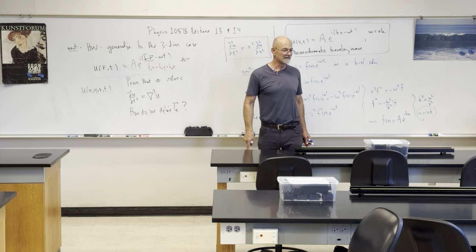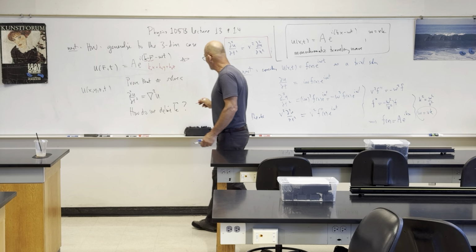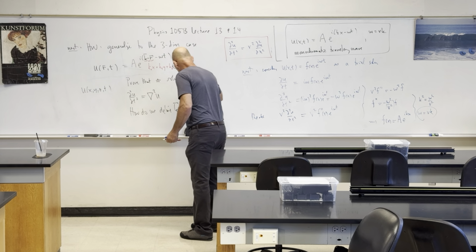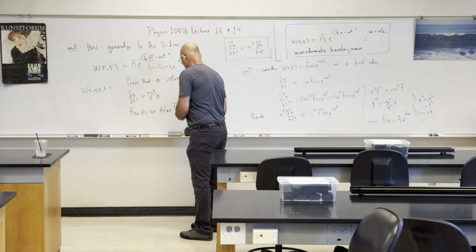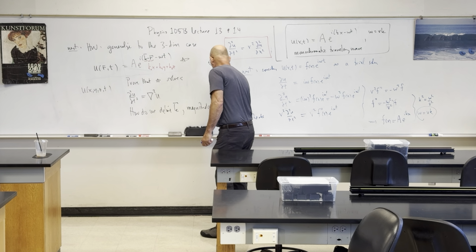Where is it pointing? Right. This is the vector in the other direction. How do you define k? I'll put this here, k. How do we define k? Magnitude and direction. And direction.